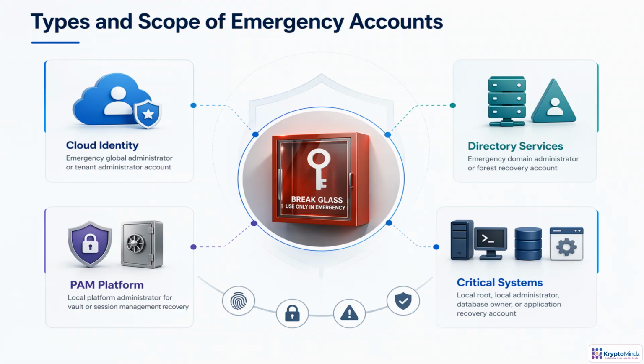Break glass access is not one account in one place. It is a controlled set of last resort identities mapped to the systems that keep the organization running. In cloud identity, that may be a tenant or global administrator. In directory services, it may be a domain admin or forest recovery account. In a PAM platform, it may be the administrator needed to recover the vault itself. For critical systems, it may be local root, local administrator, database owner, or application recovery access. The key principle is coverage. Every control plane needs a protected path back in when normal access fails.